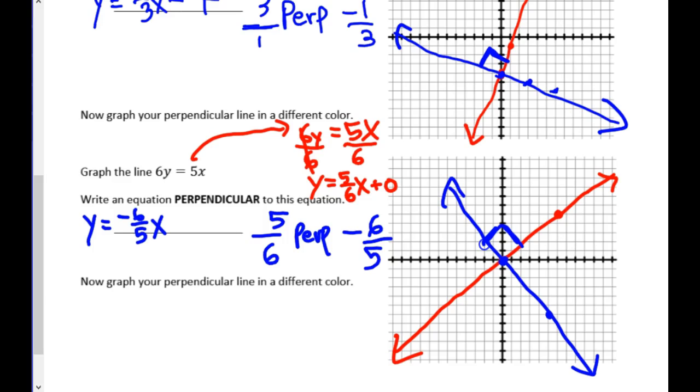So, recap. Front of the page, we did parallel. Same slope, different y-intercept. We just finished the back of the front page, which was perpendicular, which means the slope is opposite reciprocal. You change the sign and you flip it. And the y-intercept can stay the same or change. Now let's talk about slope using slope formula.